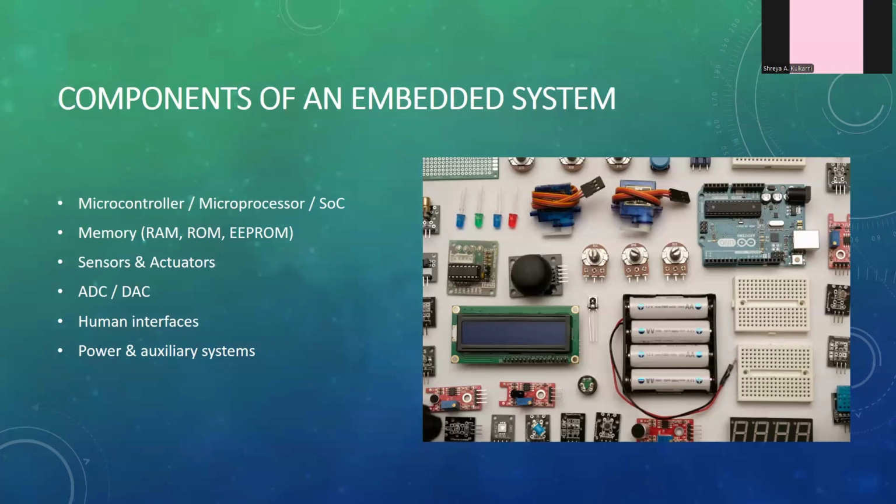Then we have sensors and actuators. Sensors are used for sensing the physical parameters of the environment. For example, to measure the temperature, we will be using a temperature sensor. To measure the humidity, we'll be using a humidity sensor, etc. These signals are analog in nature, and to convert them to digital signals, we'll be using ADC, which is analog to digital converter, because our embedded system can understand digital signals, not analog signals.